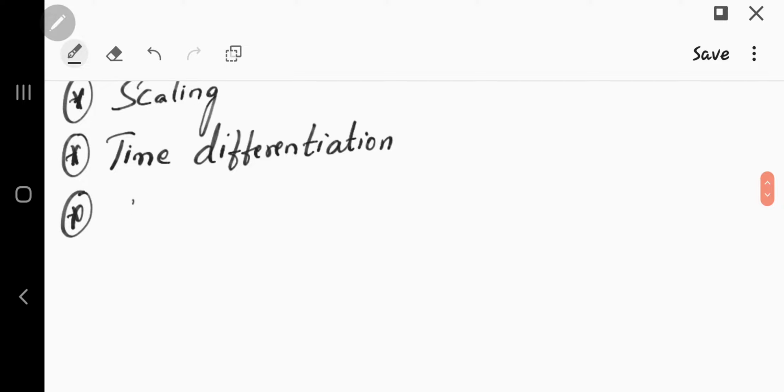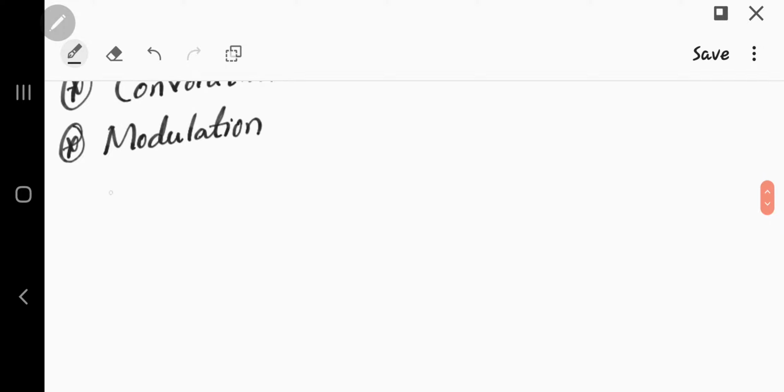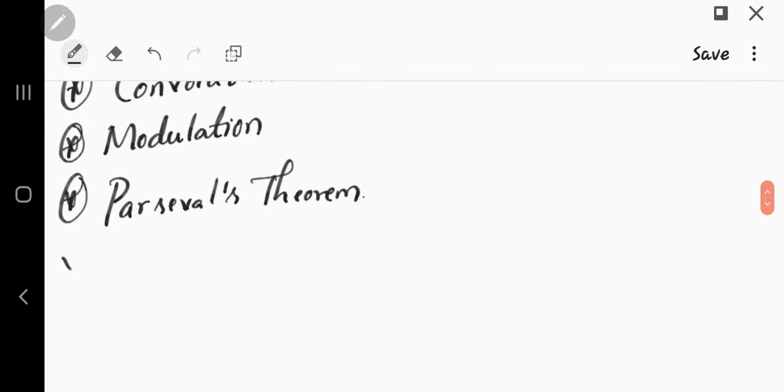Fifth one is time differentiation. Sixth one is convolution. Next, modulation. And eighth one is Parseval's theorem. And the last one is symmetry.